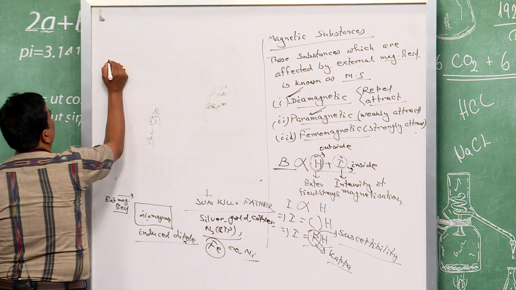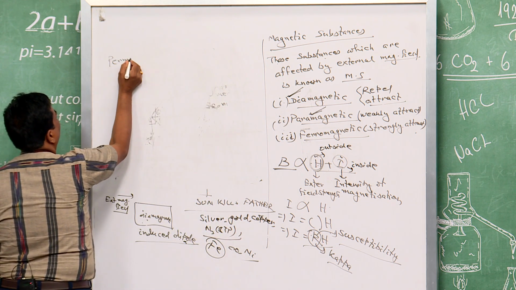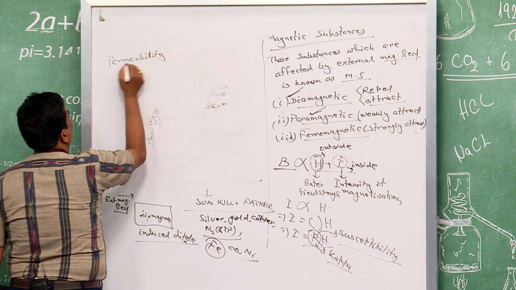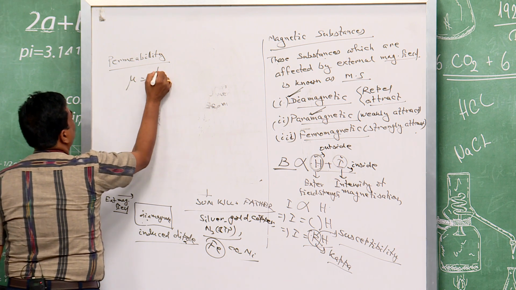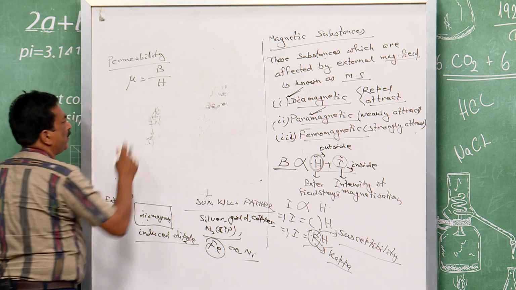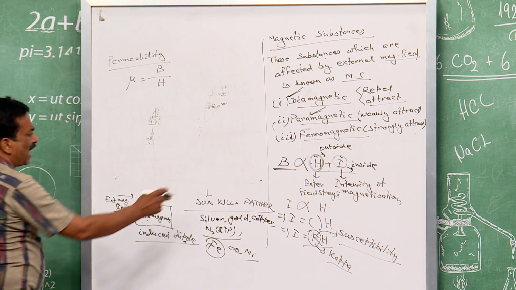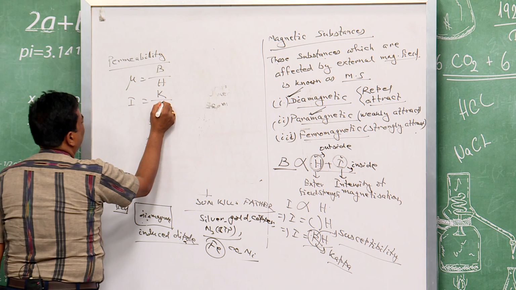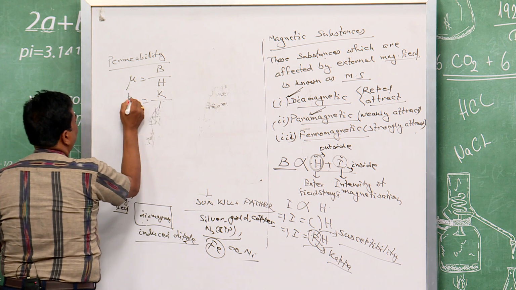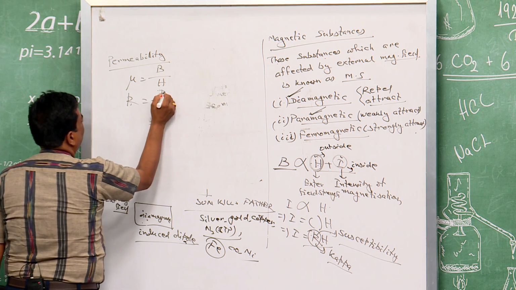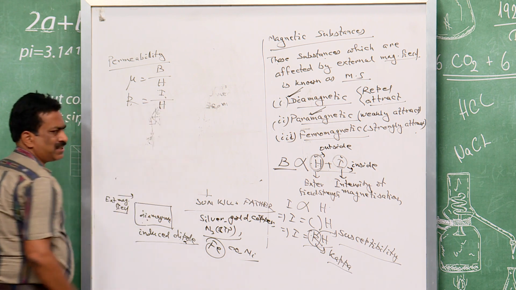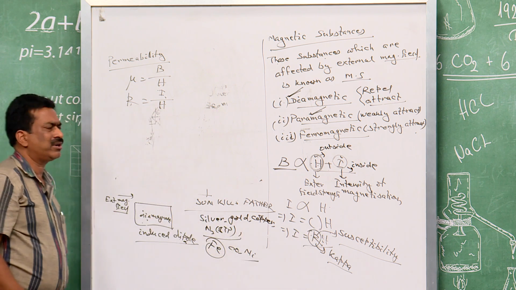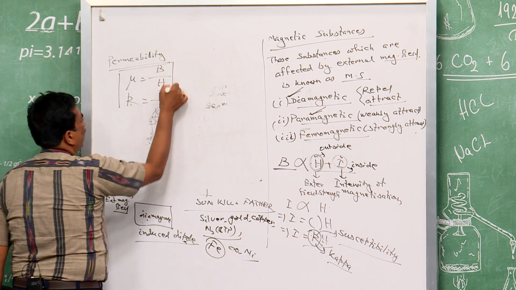Another one is the permeability, that is mu. It is the ratio of B by H. And here, I is the ratio of kappa; kappa is the ratio of I by H. You see, kappa is the ratio of I with H. These two are very important.